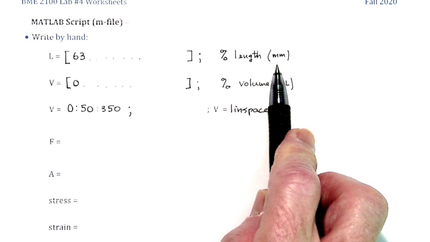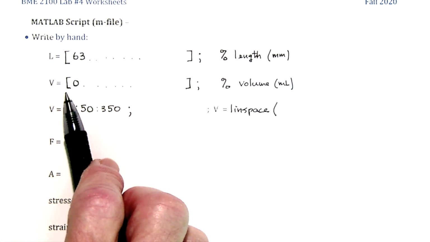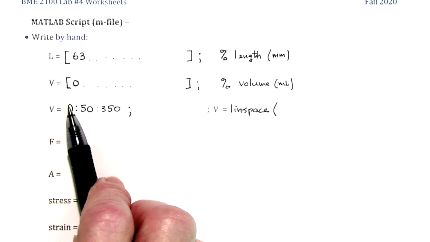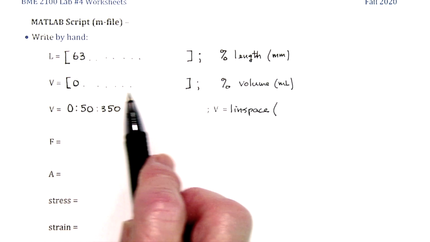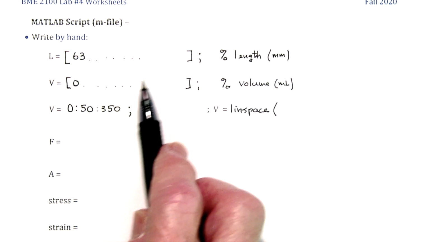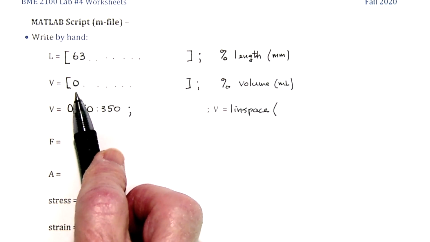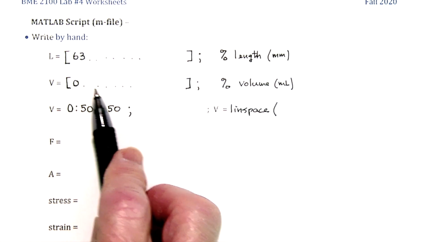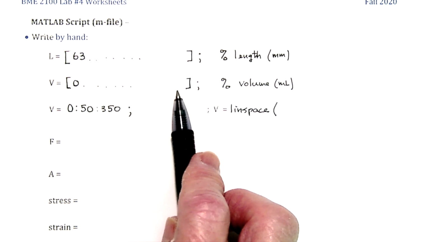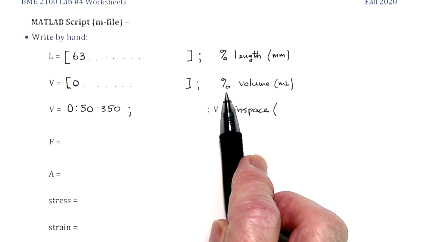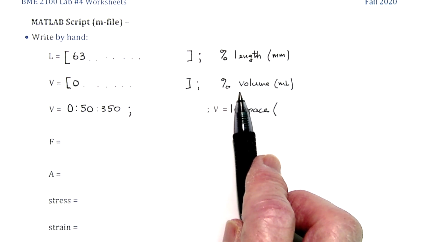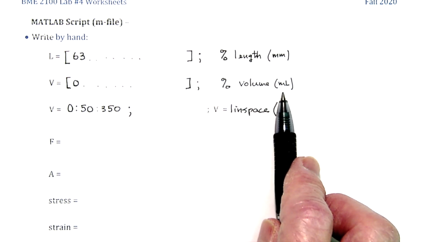Going on to the volume vector, there are 3 different ways we could enter the volume vector in. First, we could use the same square brackets that we used earlier, starting first with the first volume, which was 0, and then incrementing by 50 inside the square brackets. And I put a comment here to remind me that this is volume with units of milliliters.